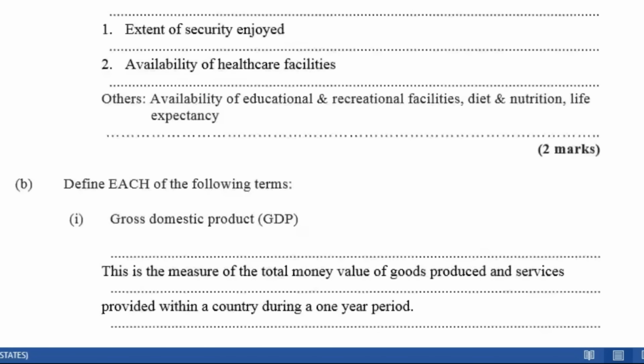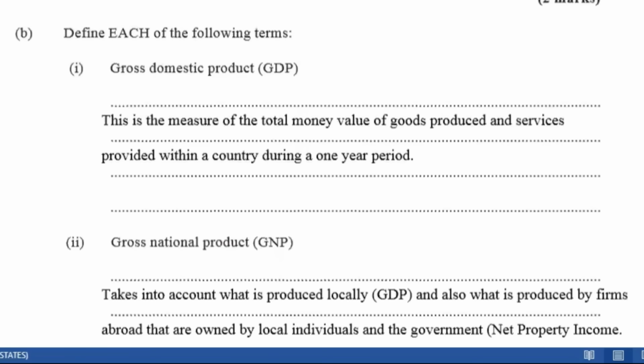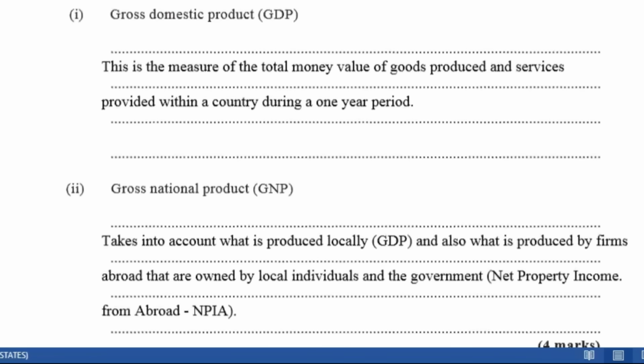All right. So when we talk about GDP, we're talking about a measure of the monetary value of goods produced and services provided within a country during a 1-year period. So it looks at only what is produced within the country. All right. So remember, that's GDP, it only looks at what is produced within the country.